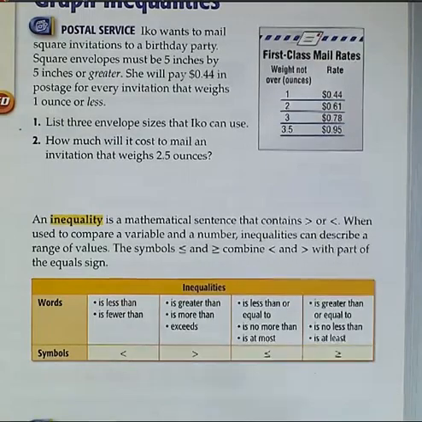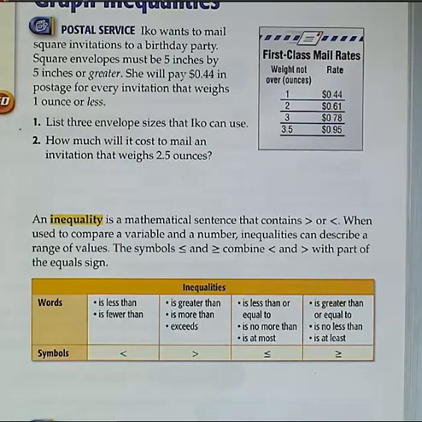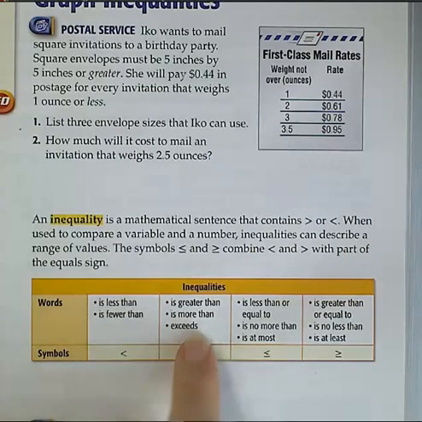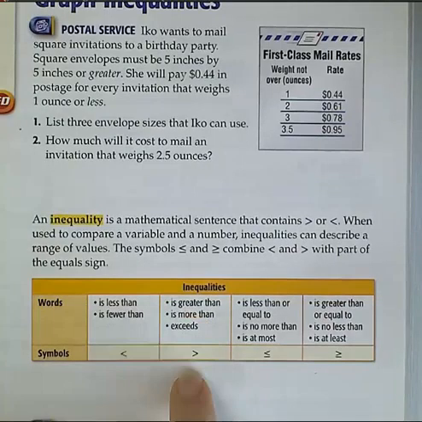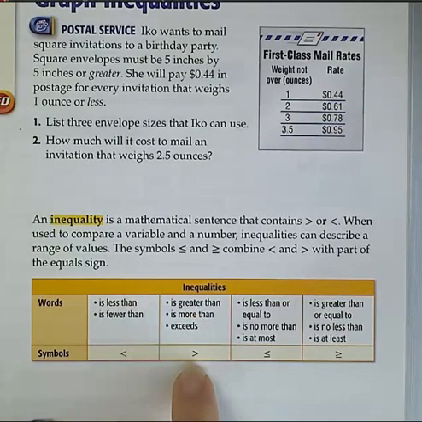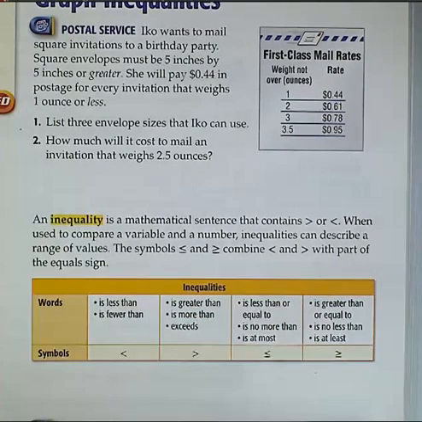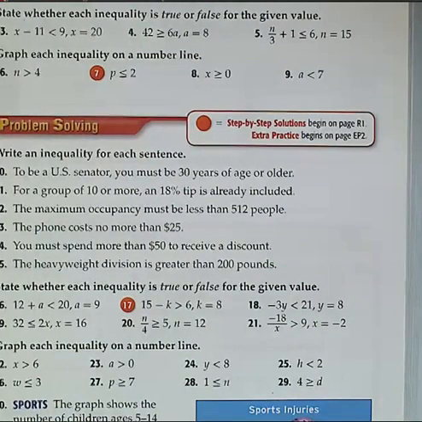If you sometimes have a hard time figuring out which way the alligator bracket goes, I still think about it as an alligator mouth, okay? Is more than, exceeds, is greater than. All of those refer to this symbol. This is extremely helpful. Turn the page, please.